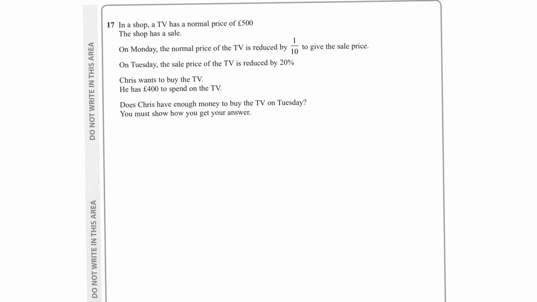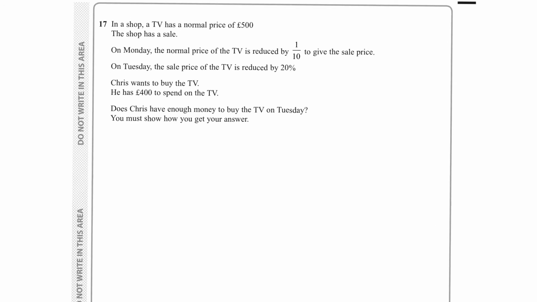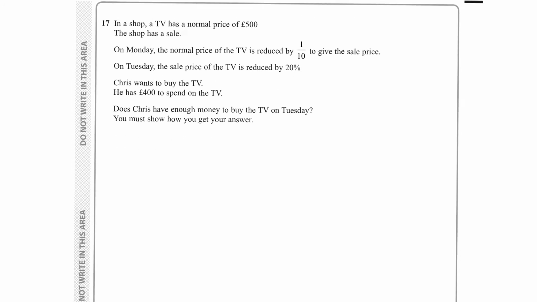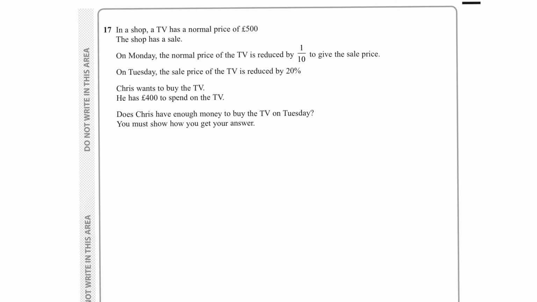Okay, so question 17. In a shop, a TV has a normal price of £500. The shop has a sale. So on Monday, the normal price of the TV is reduced by a tenth to give the sale price. On Tuesday, the sale price is reduced by 20%. That's the key point. Chris wants to buy the TV. He has £400 to spend on the TV. Does Chris have enough money to buy the TV on Tuesday?